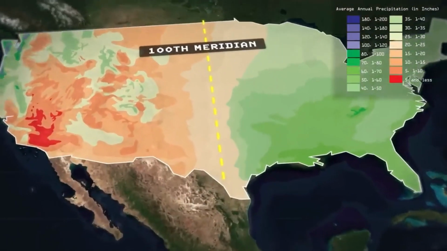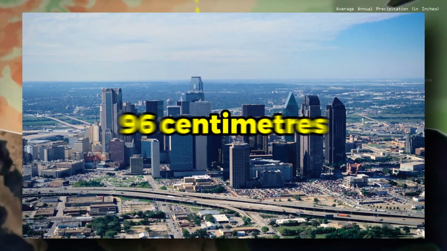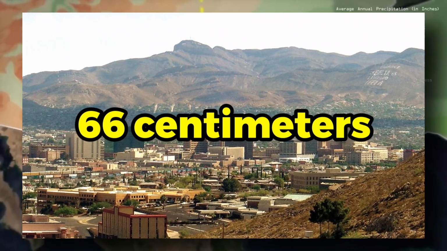the United States. As you move westward across North America, annual precipitation decreases dramatically, with Dallas receiving 96 centimeters of rain a year and El Paso receiving only 66 centimeters.